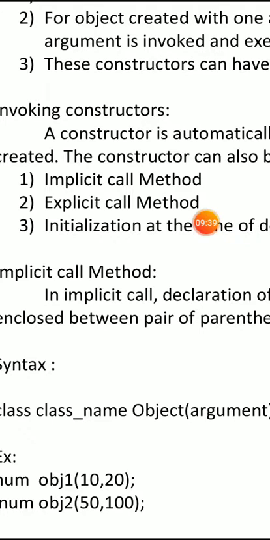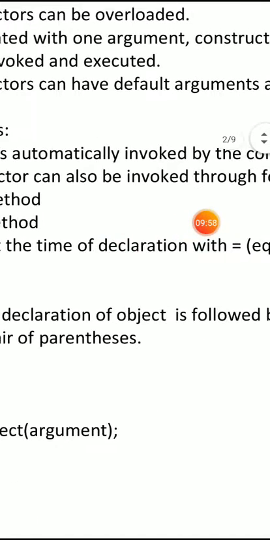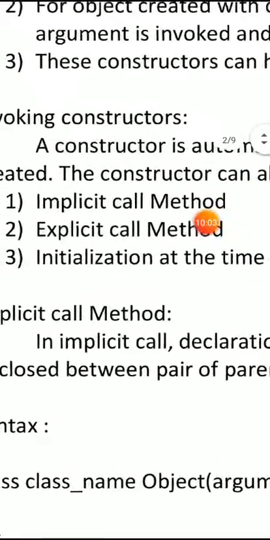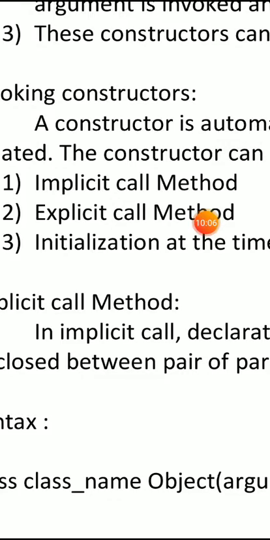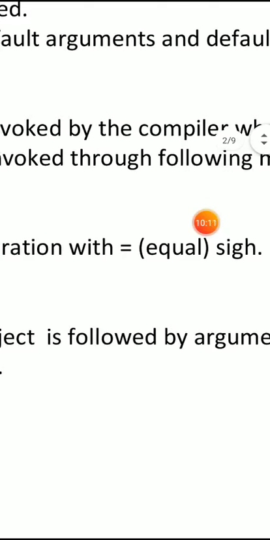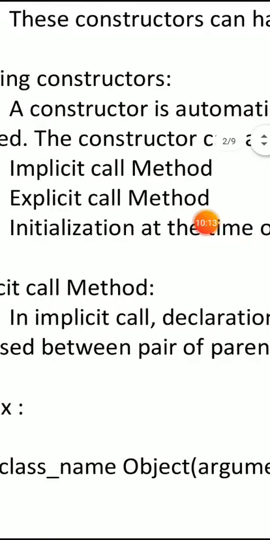Usually in the case of a class, we call a member function through an object by using a dot operator. Here the dot operator is not required. Automatically, soon after creating the object, the constructor gets invoked, because a constructor is also a special kind of member function. Apart from this, constructors can also be invoked by using three different methods. One is called the implicit call method. Another is called the explicit call method. The third one is initialization at the time of declaration by using the equal sign.